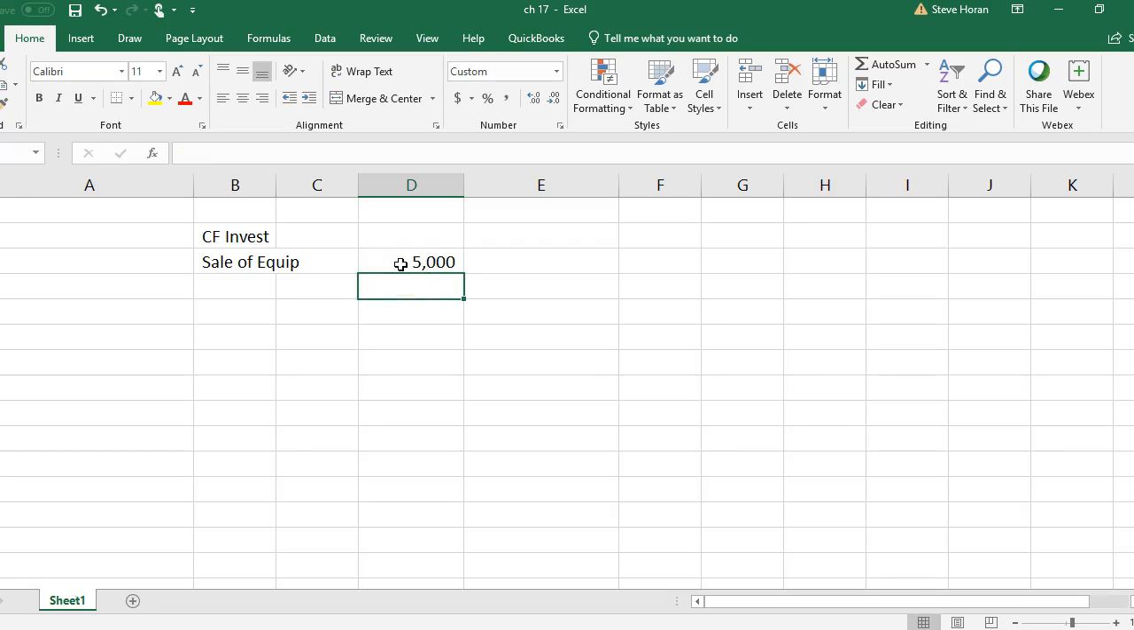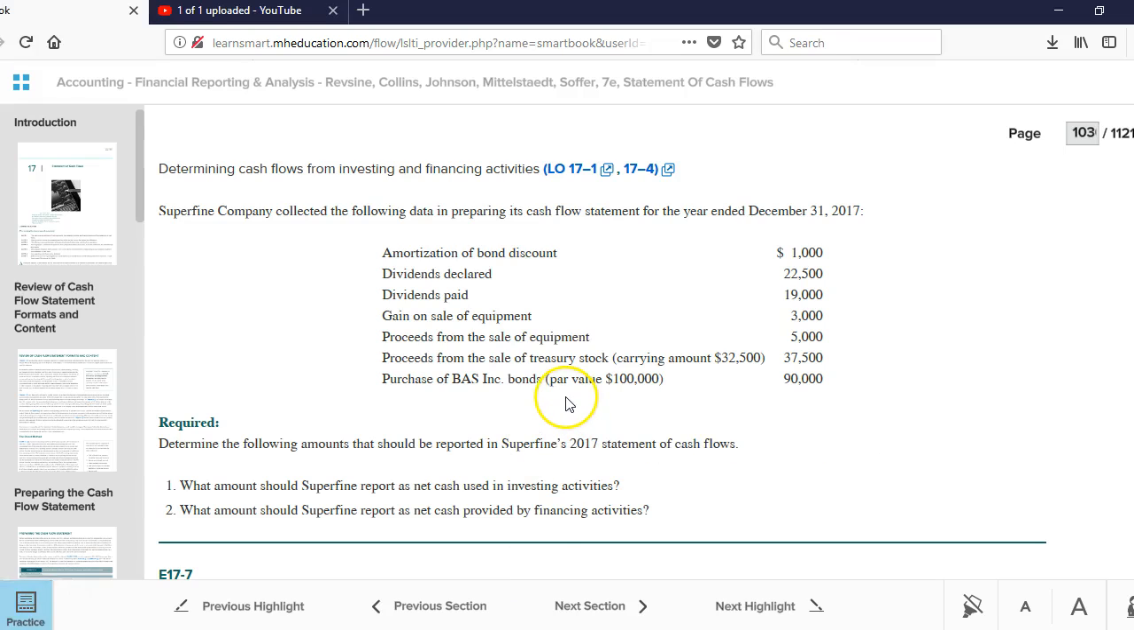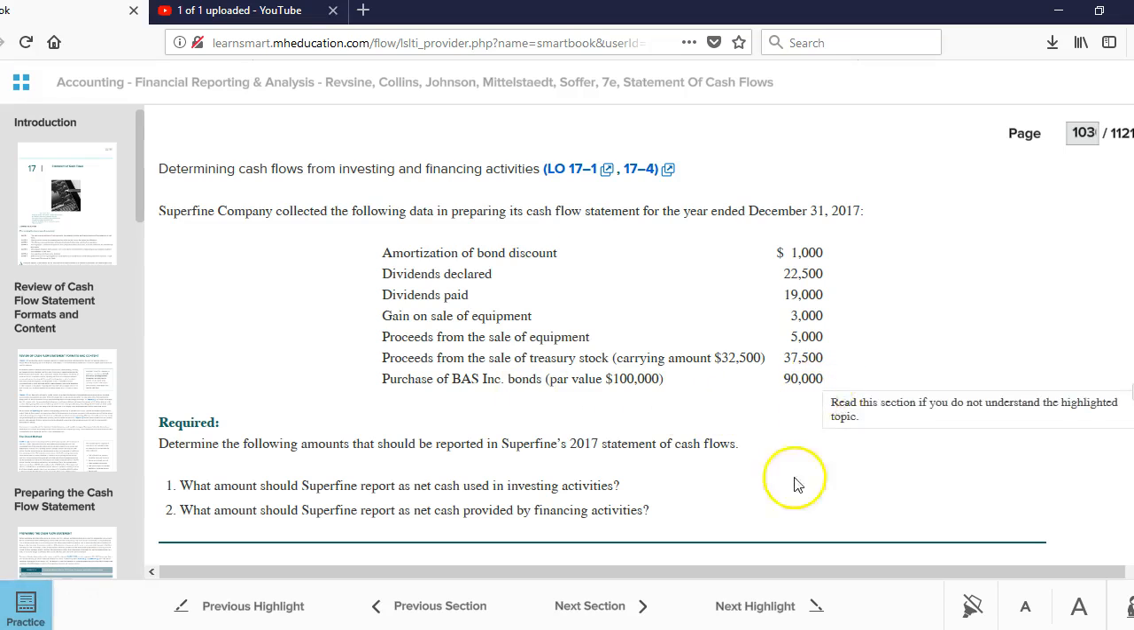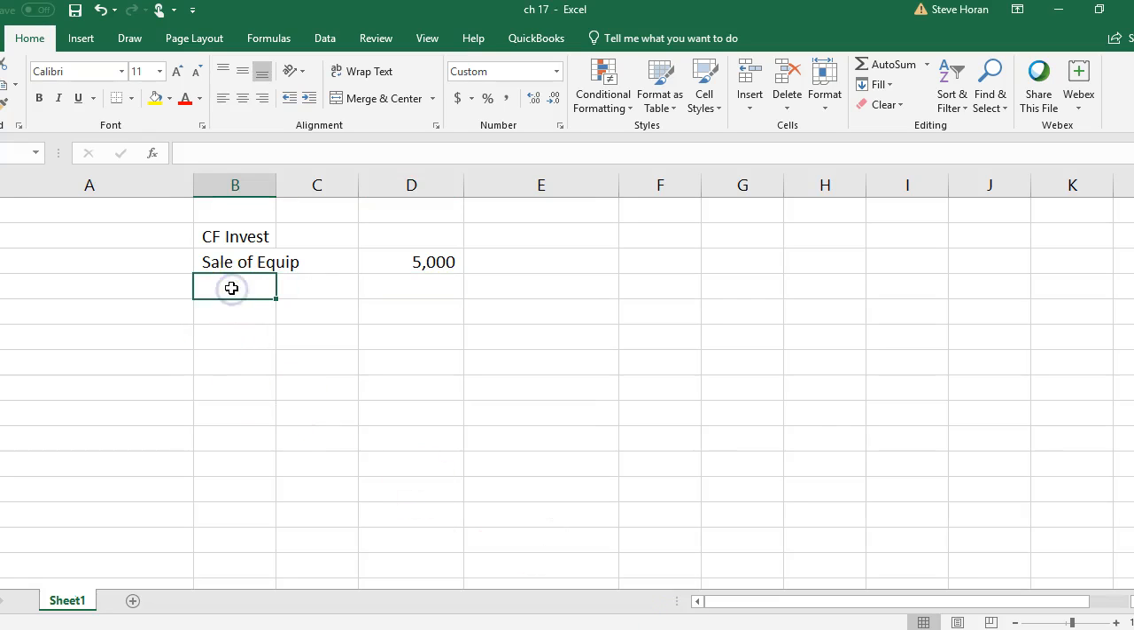And then remember that we bought an investment. So this is just some other company's bonds we bought off the market. They're not our own bonds that we've issued or our own bonds that we're making principal payments on. So this is a bond of some other company, BAS, and it's just an investment. And we're going to spend $90,000 on that.